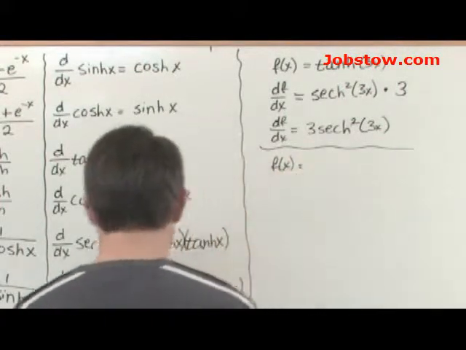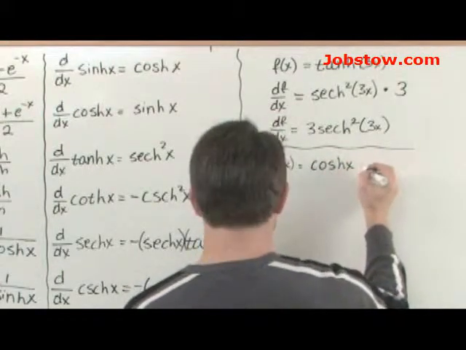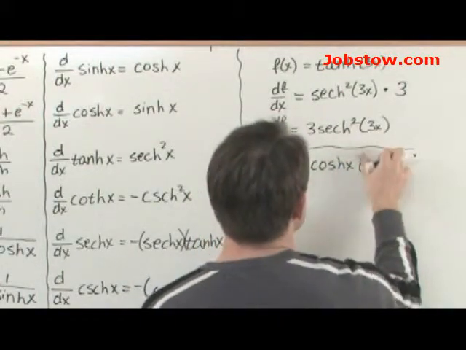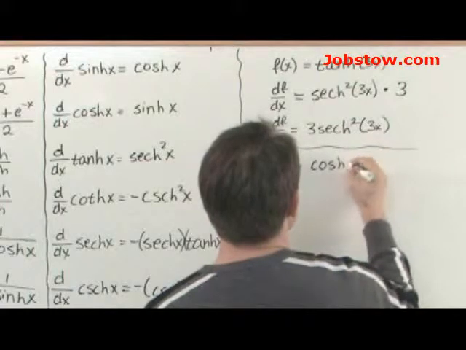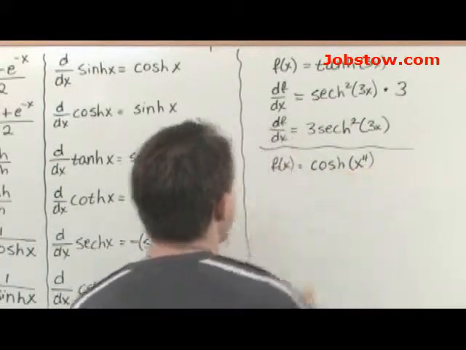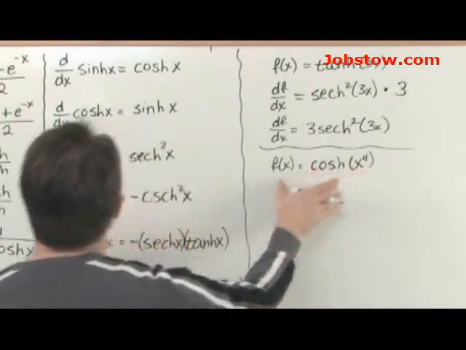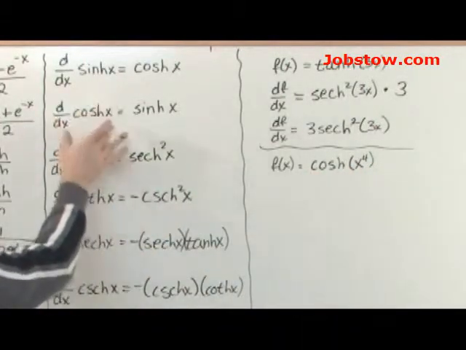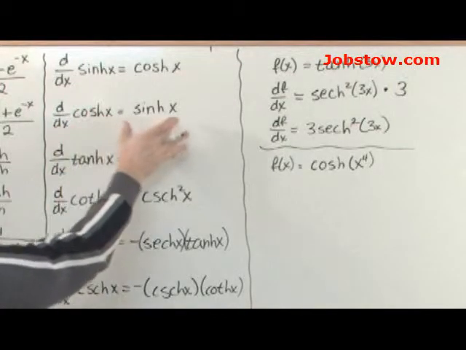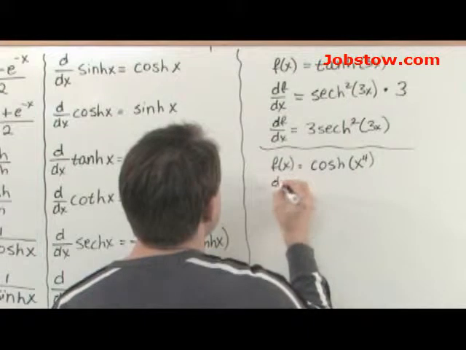Okay, what if you had another function, hyperbolic cosine of x to the 4th power. Well, you do the same thing. You say, I have a hyperbolic cosine, so I come over here and see what function applies. The derivative of hyperbolic cosine is simply hyperbolic sine. But my argument's different, so I have to use the chain rule.